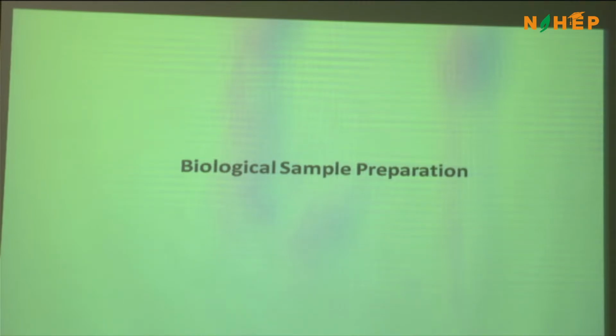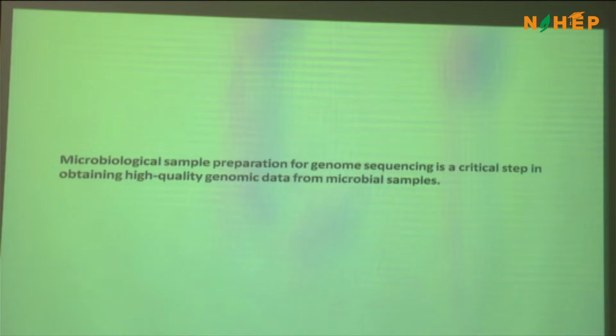But the most important thing is the biological sample preparation. All of you may know how to do that, but just to refresh that knowledge: microbiological sample preparation for genome sequencing is a very critical step in obtaining high quality genomic data from a microbial sample. Always remember whether your sample is really representing the system which you are handling. This is one of the biggest challenges, whether it is a rhizosphere microbiome or a phyllosphere microbiome. The sample should represent the entire system in which you are working.